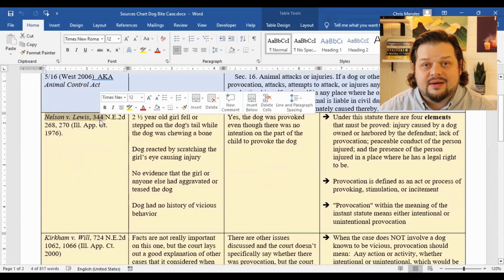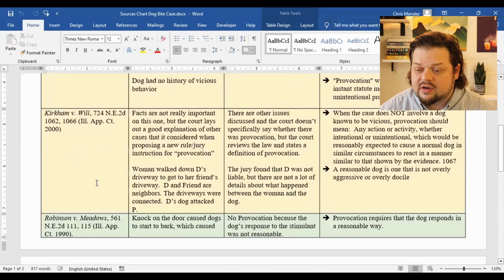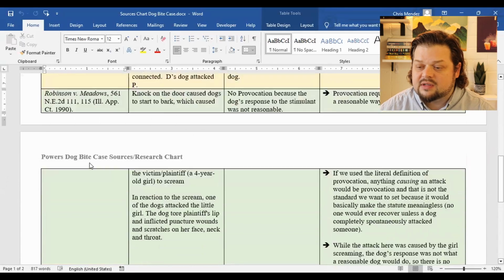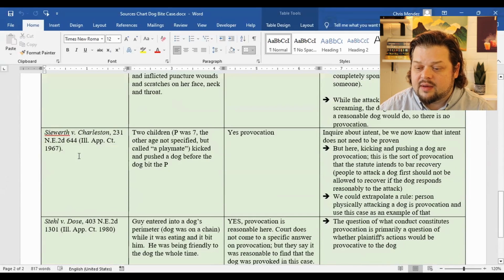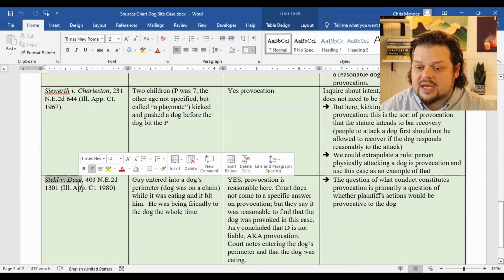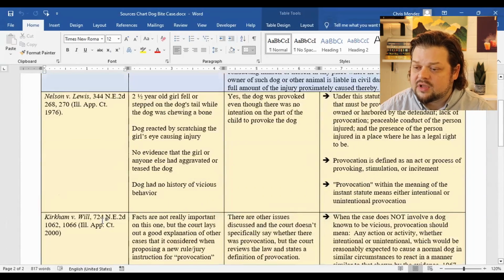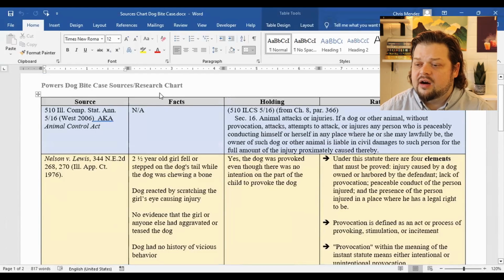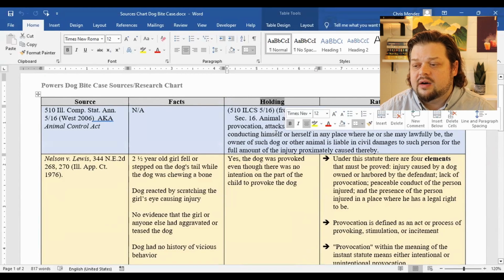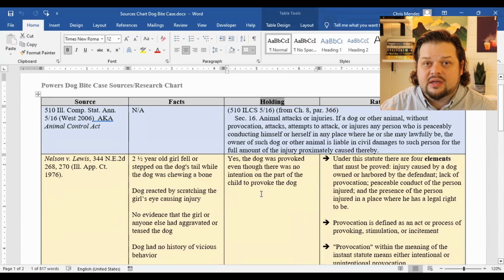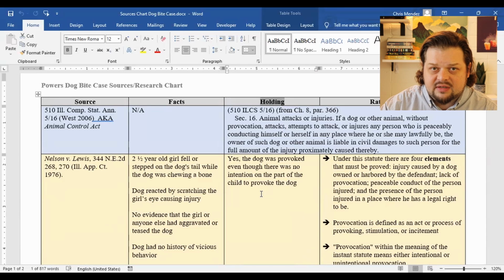Here's the Nelson case. That was the one that we found right off of Kirkham. Robinson, that was also in Kirkham. Seaworth, I'm not sure if that was, but we just saw Stell v. Dose was also in the Kirkham case. So what we're trying to keep track of here are some facts that we think are going to compare to our facts. The holding is where the court came down on the case. So the legal issue we're asking in all of these cases was there provocation between the victim and the dog?